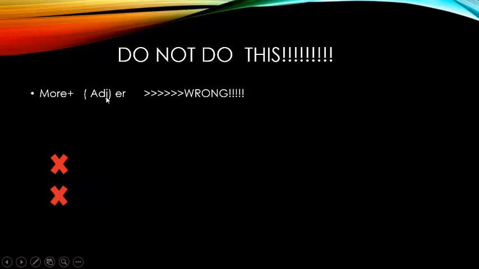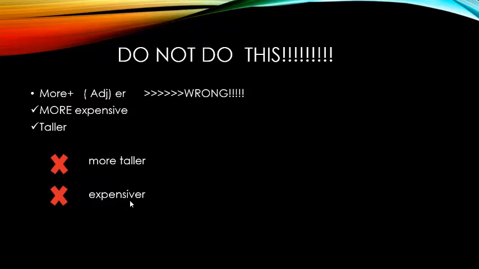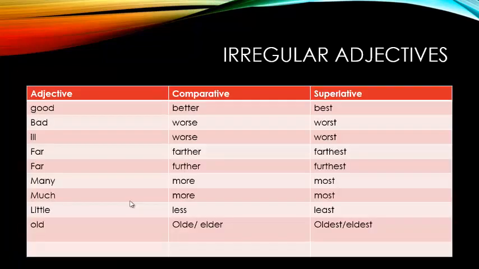This double is wrong. No, don't combine them. So you can say more expensive, I will use more only. Or if it is a short adjective, you add er, so it is taller, er only. But to say more taller, wrong. To add er to expensive, no, wrong. So don't do this. These are mistakes, errors.